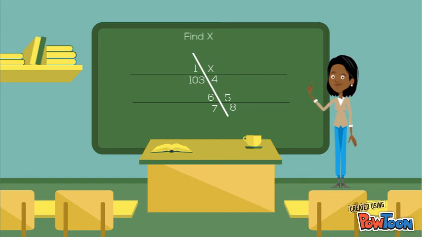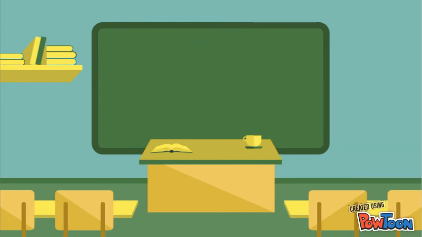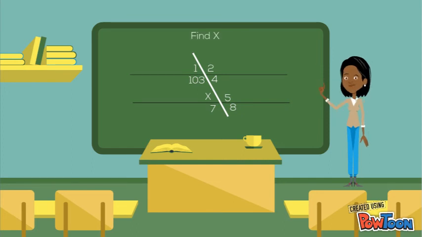Now, x is going to be a vertical angle to 103, and vertical angles are congruent. So that makes x's value 103. Now in this example, 103 and angle 7 are corresponding, making them the exact same value. So angle 7 equals 103. Now if you do the equation 103 plus x equals 180, you would find that the answer is 77.